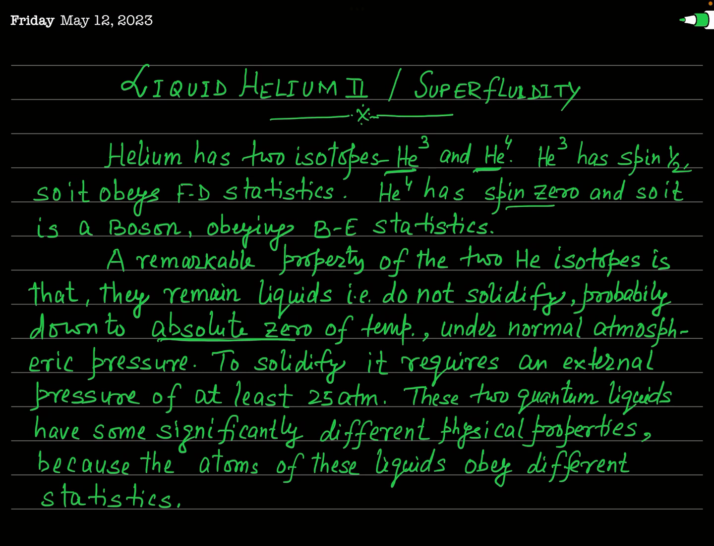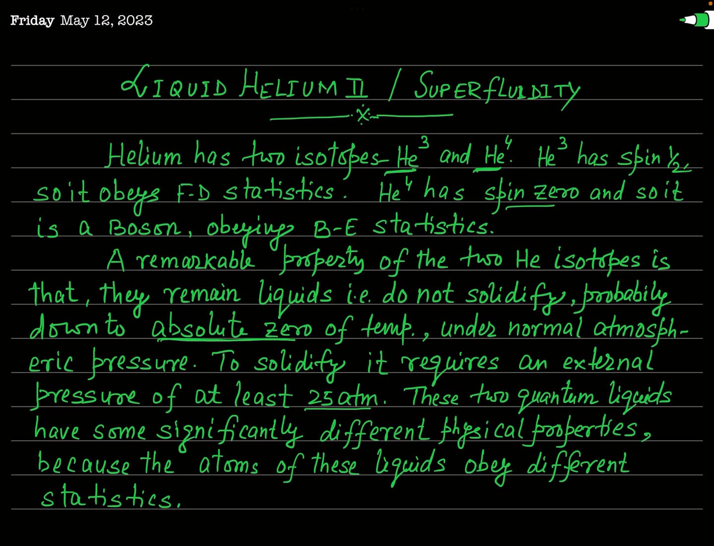If you want to solidify liquid helium, then you have to increase the pressure to at least 25 atm. It means the pressure must be greater than or equal to 25 times the normal atmospheric pressure. Only then, after lowering the temperature, will this helium liquid get solidified. So this is a unique character.